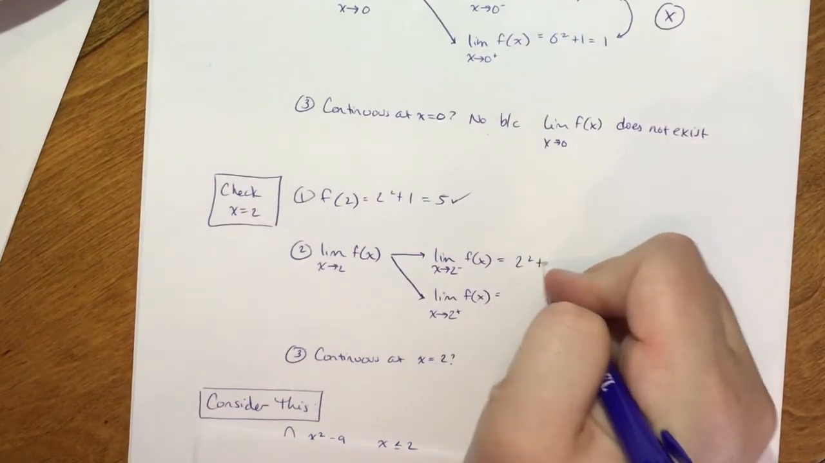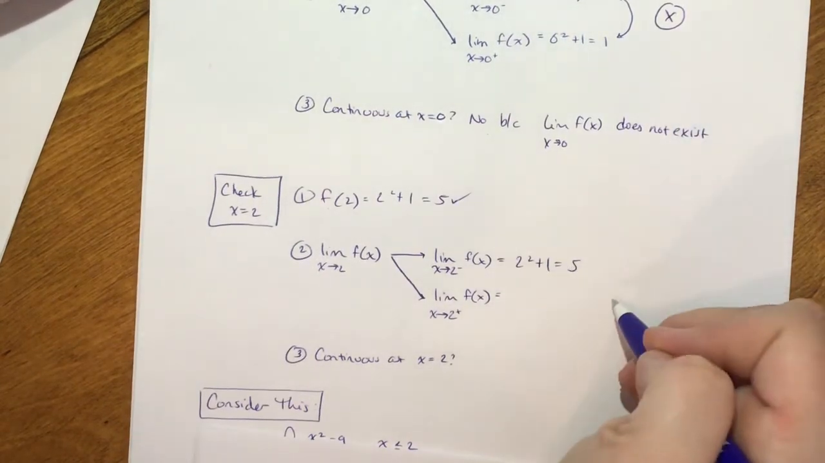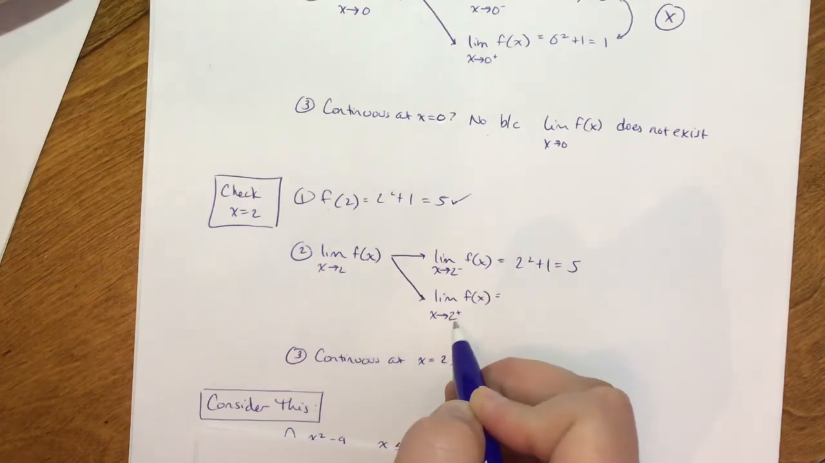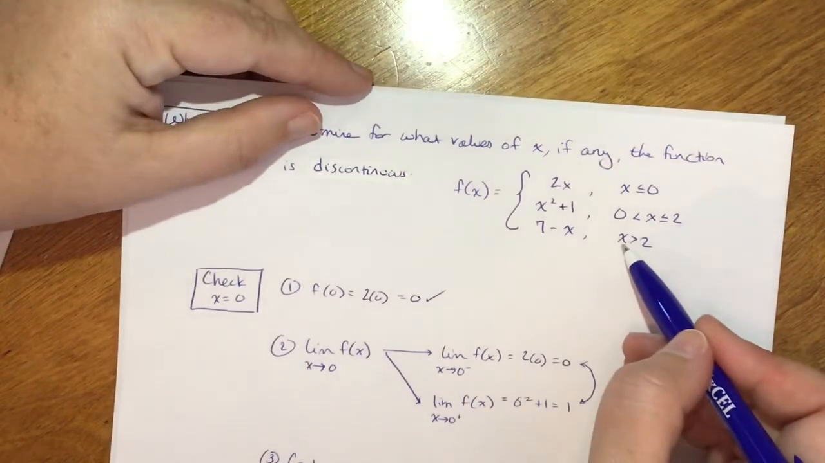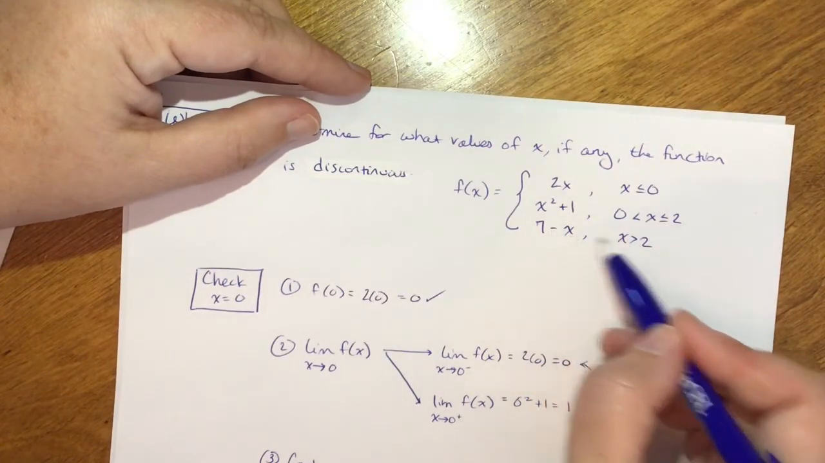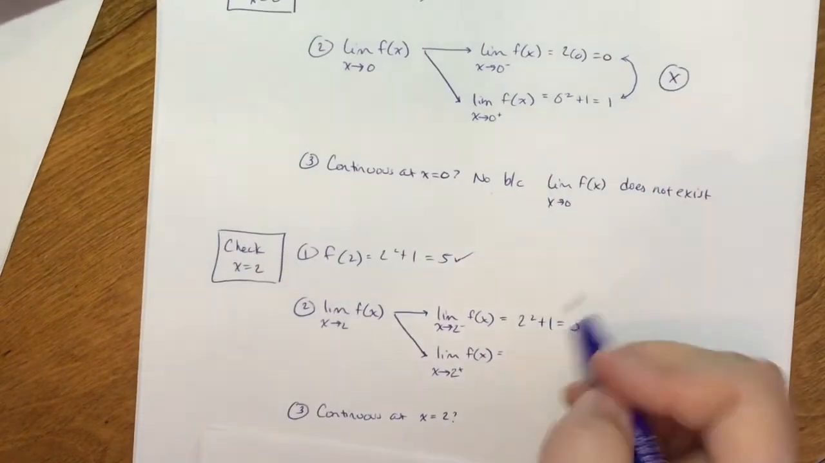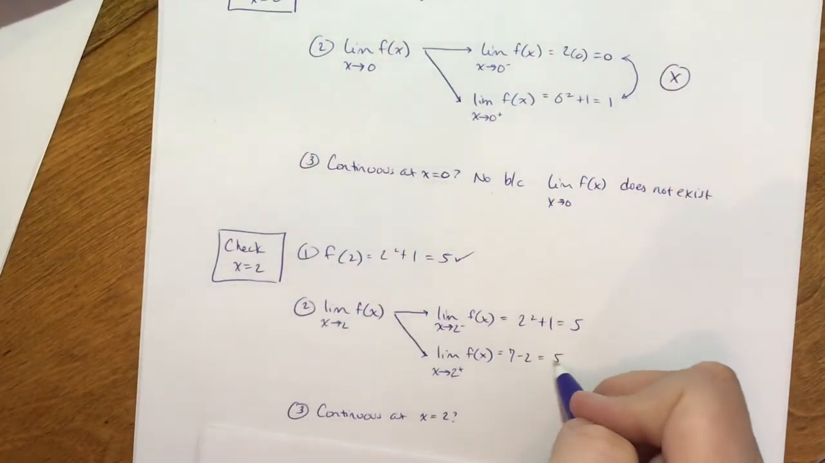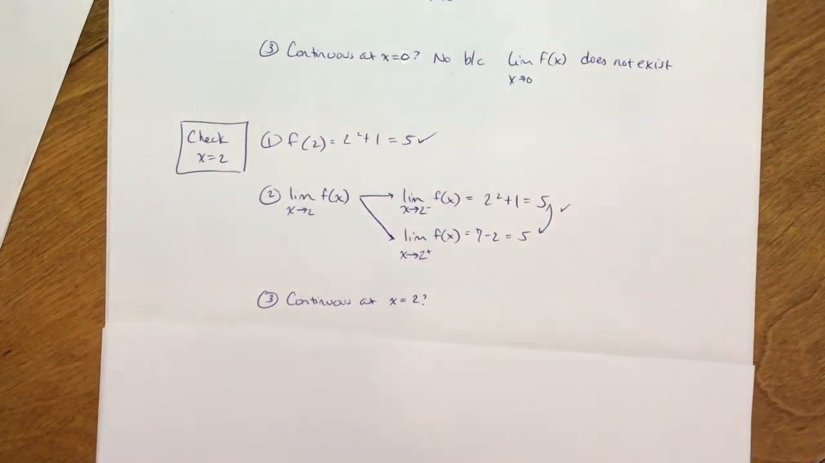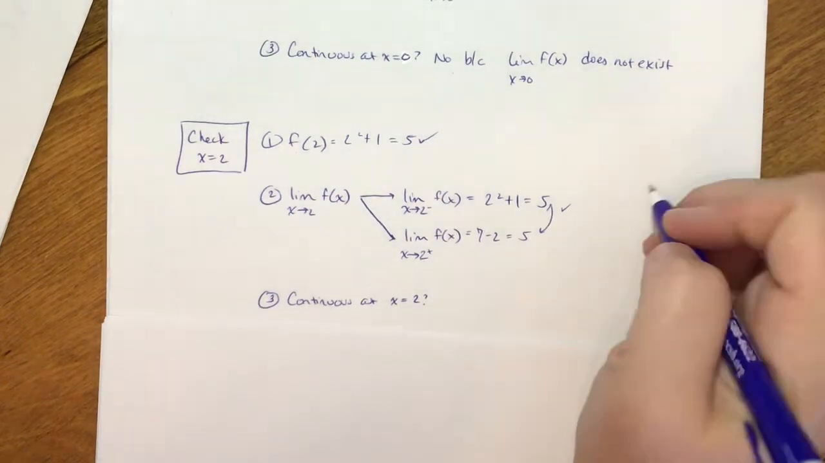2 squared plus 1. So 5 is the left-hand limit. The right-hand limit is where I have x values that are greater than 2. To the right of 2 is greater than 2. So I'm talking about this piece right here. So I have 7 minus, I plug in the x value, 2. 7 minus 2. Ooh, that looks good. Yay. So what I see there is that because the left and right-hand limits are the same, the limit exists.